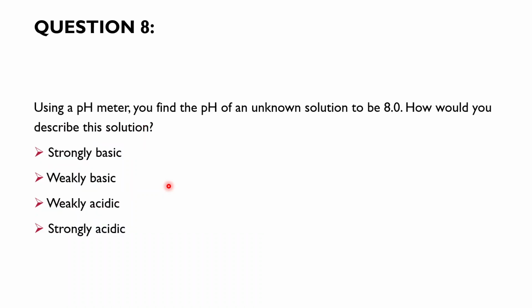Using a pH meter, you find the pH of an unknown solution to be 8.0. How would you describe this solution? Strongly basic, weakly acidic, or strongly acidic? So again, we have four options.